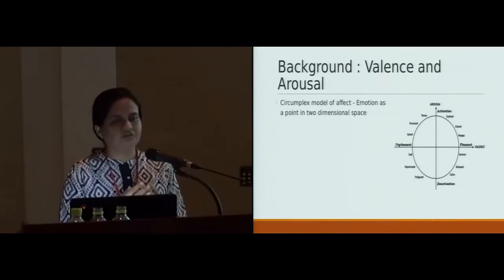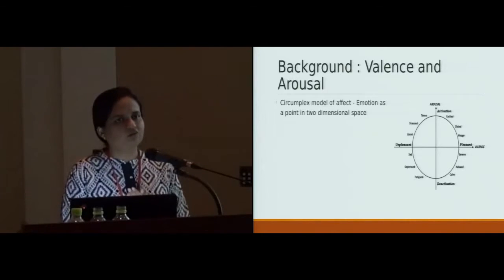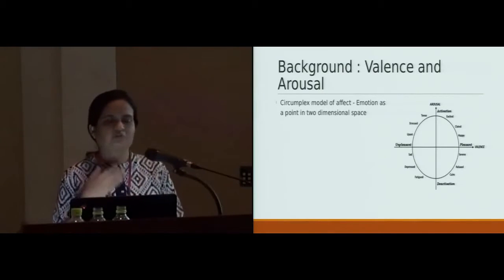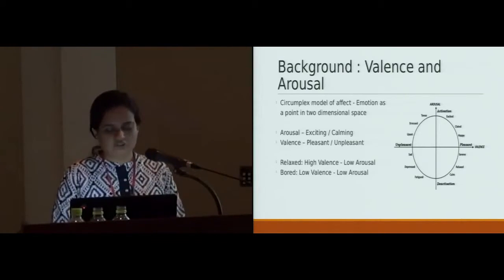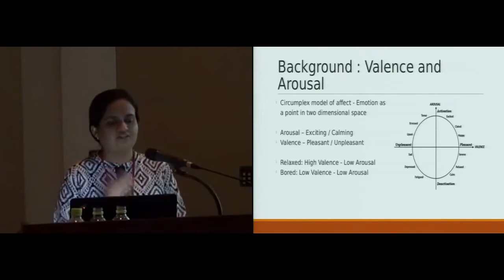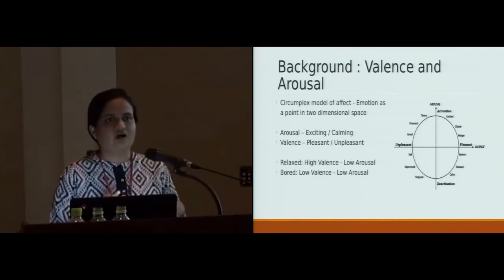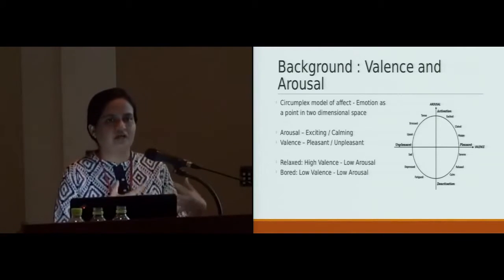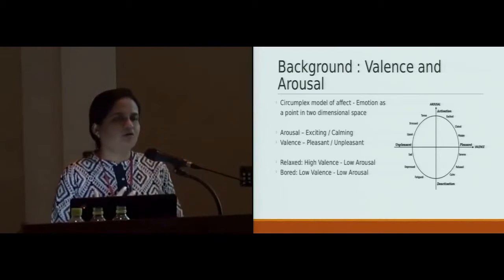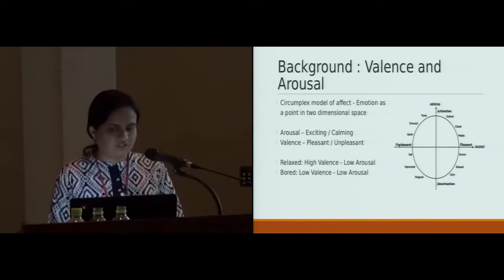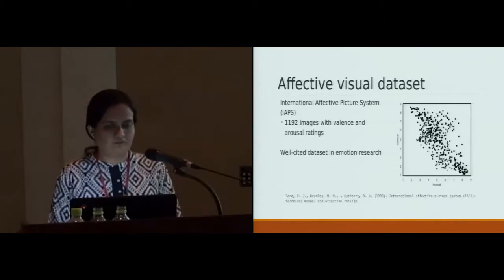So people use models of emotion. The most famous of them is the circumplex model of emotion, in which emotion is a point in two-dimensional space. These two dimensions being arousal and valence. Arousal decides how exciting or calming a particular emotion is, and valence decides how pleasant or unpleasant an emotion is. So for example, being relaxed would mean high valence but low arousal, whereas being bored would be low valence and low arousal. So we use the circumplex model of affect in our work.